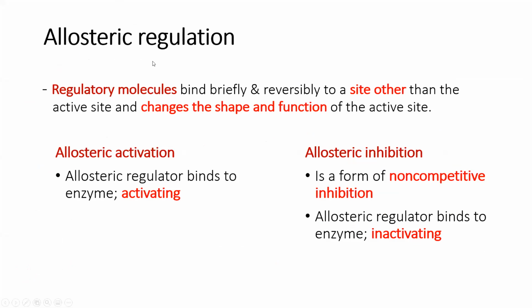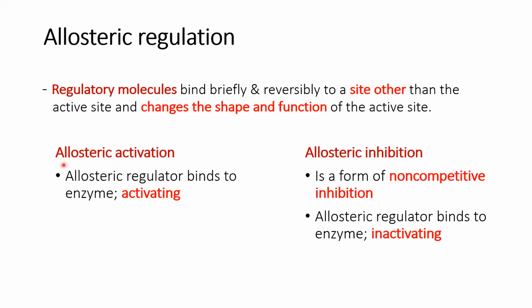Allosteric regulation involves regulatory molecules. You have two types of regulatory molecule: activators or inhibitors. Regulatory molecules bind briefly and reversibly to another site, which is the allosteric site of the enzyme. That's why we call it allosteric regulation. This causes the enzyme to change shape and function, either in the active state or in the inactive state.